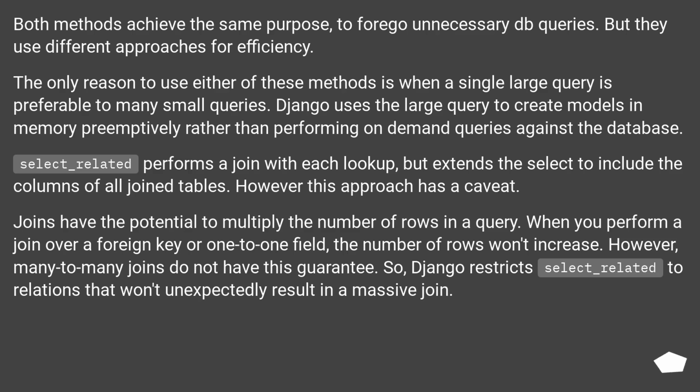Select_related performs a join with each lookup, but extends the select to include the columns of all joined tables. However, this approach has a caveat. Joins have the potential to multiply the number of rows in a query. When you perform a join over a foreign key or one-to-one field, the number of rows won't increase. However, many-to-many joins do not have this guarantee. So, Django restricts select_related to relations that won't unexpectedly result in a massive join.